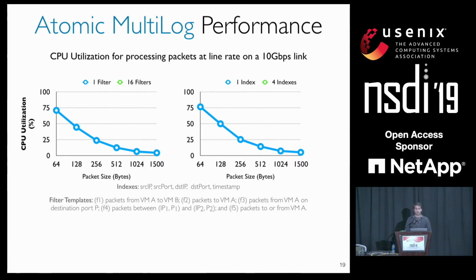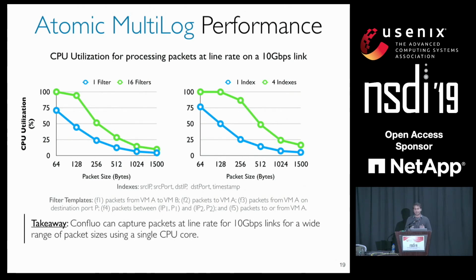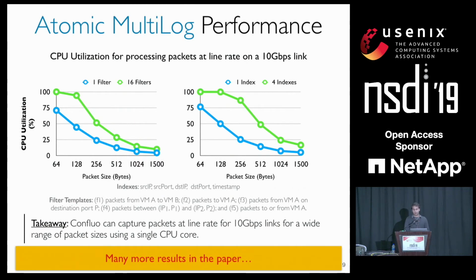And as we increase the packet size to more realistic values, we see the CPU utilization drops to almost negligible levels. Moreover, if we increase the number of indexes or filters, we see that there's a sublinear increase in the amount of CPU utilization at the end host. And the main takeaway here is that Confluo is able to capture packets at line rate for 10 gigabit links for a wide range of packet sizes using only a single CPU core. There are a lot of results in the paper that I have not covered here, but I would again encourage you to take a look at the paper for more detailed evaluation.